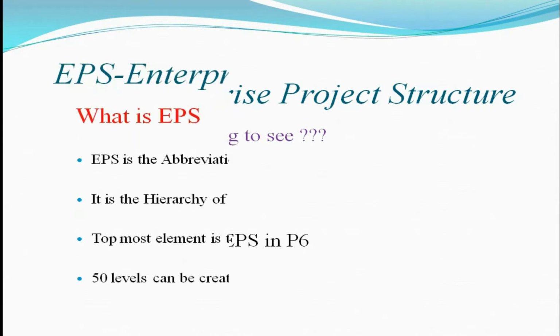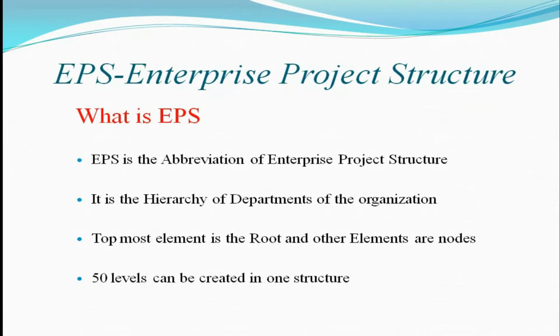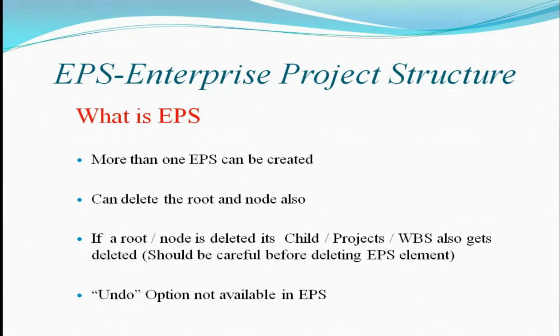First, what is EPS? EPS is the abbreviation of Enterprise Project Structure. It's a hierarchy of the departments of the organization. As we have seen in OBS, the topmost element is the root and other elements are nodes. In a single structure, we can create a maximum of up to 50 levels, and we can create more than one EPS structure in a software.